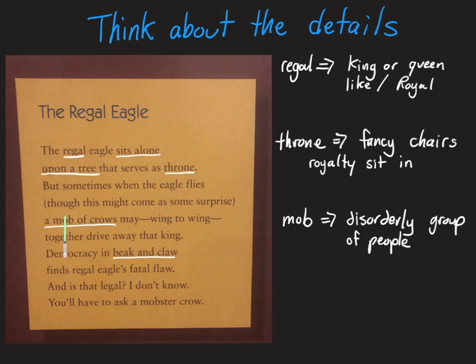And then down here it talks about a mob of crows. And I had to look that word up, and I learned that a mob is a disorderly group of people. It's like a group of angry people. So that helped me make some visualizations in my mind about what's happening here, what these crows are doing with the eagle. And then I'm just picturing beaks and claws and what this piece means down here. I think that this means that they must be battling, okay?